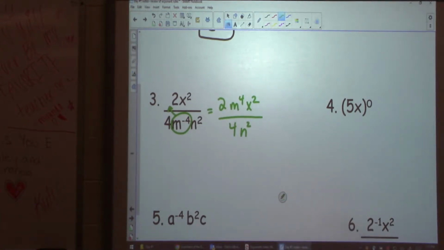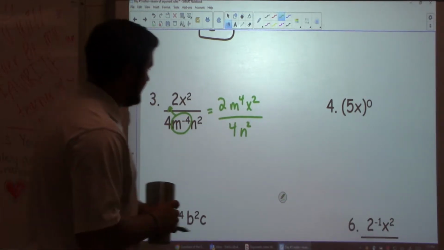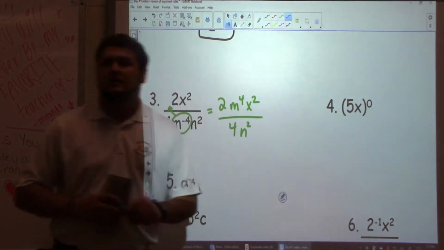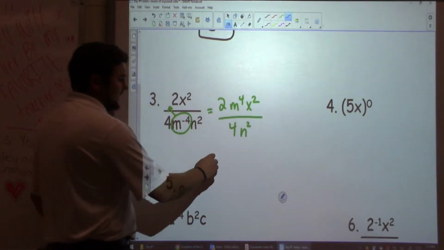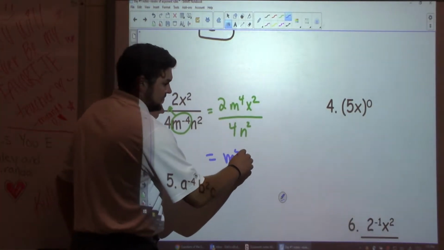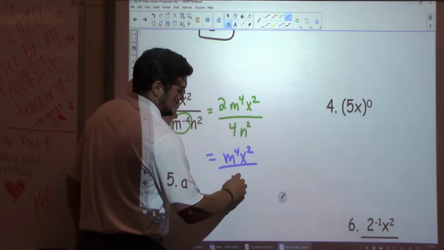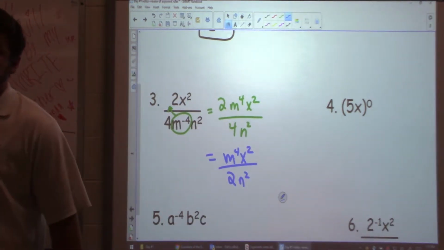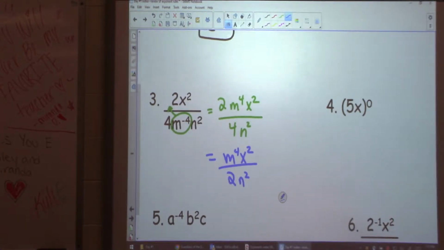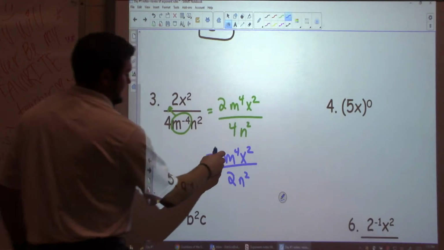If you want to put x squared before m to the fourth, I'm perfectly okay with that. Now, is that a good answer? No. Why not? 2 over 4 can be simplified to 1 over 2. So my final answer is m to the fourth x squared over 2n squared. Now, if you put a 1 on top, are you getting it marked wrong? No. That's perfectly fine. If you want to leave the 1 in there, that helps you remember, that's fine.